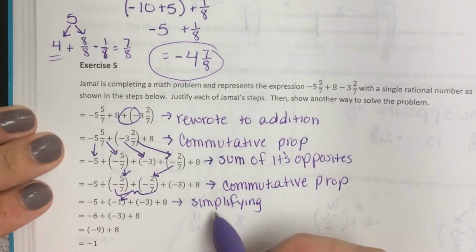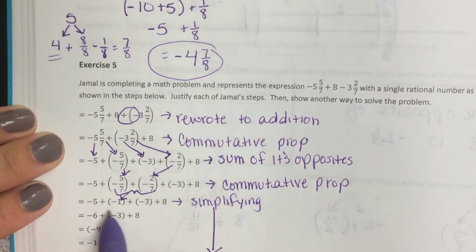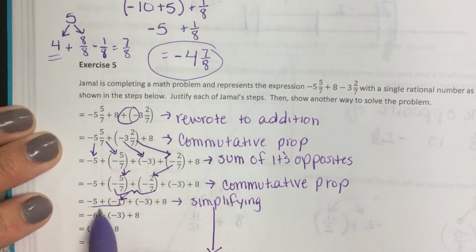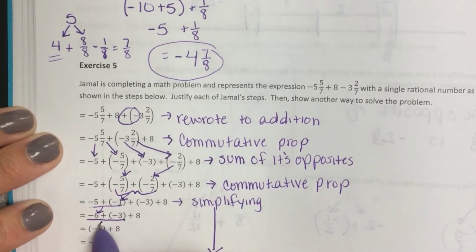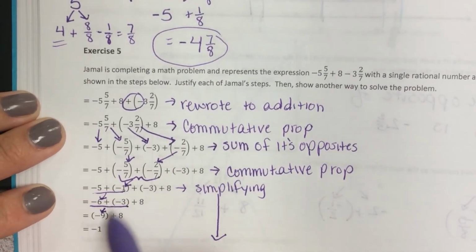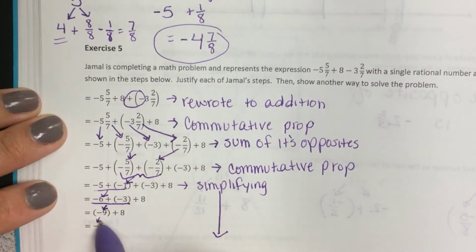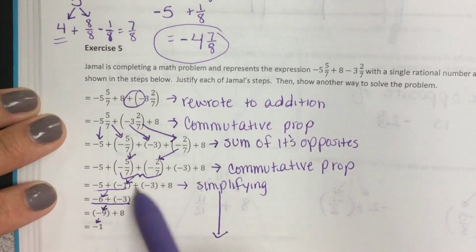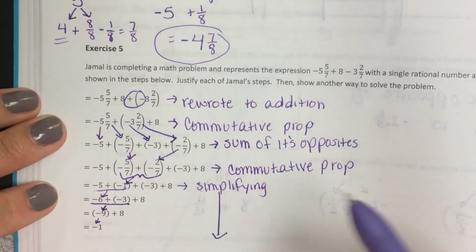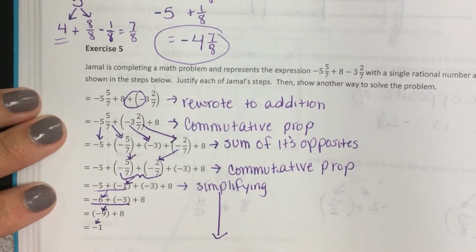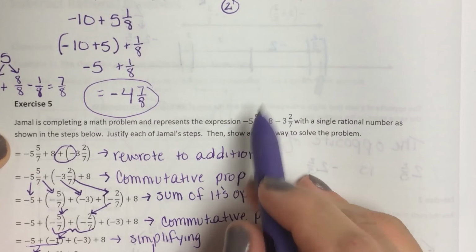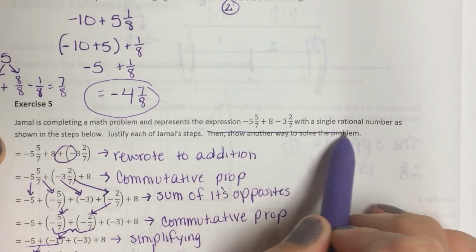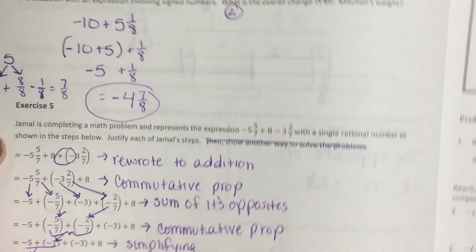And then I think he's just going to continue to simplify all the way down, it looks like. So he took -5 and -1 and made them -6, and then he took -6 and -3, made them -9, and then finally he did -9 plus 8 and got -1. So yeah, it's just simplifying from there on out. He's just adding and subtracting his integers the way that he's supposed to. But all of that looks pretty good. Part of the question asks us to show another way to solve the problem. I'm not going to ask you to do that since I'm not here to double check everything, so you get to skip that part for today.